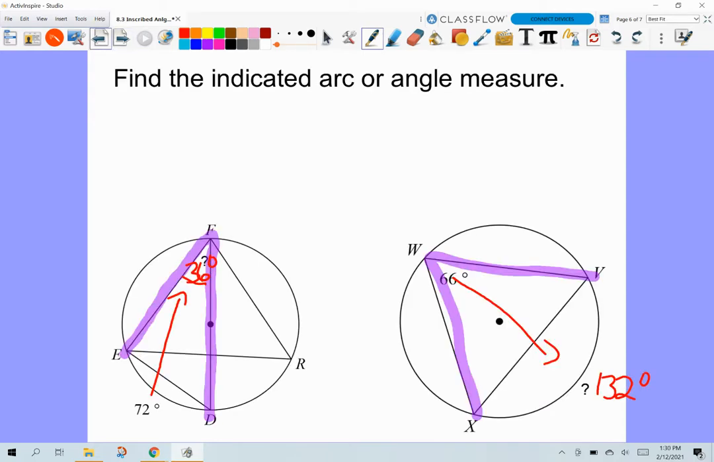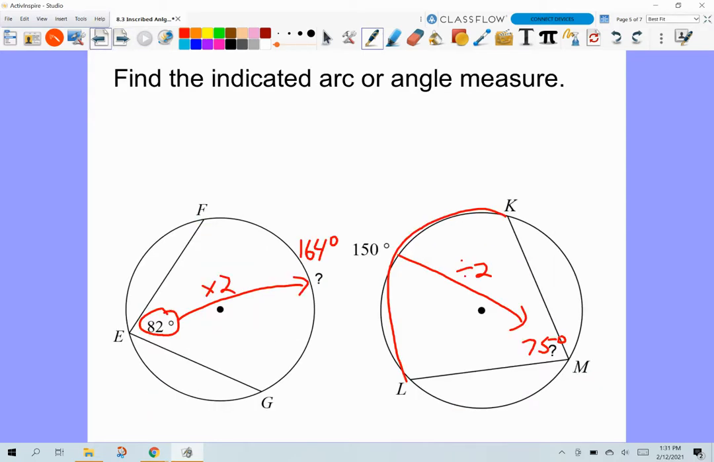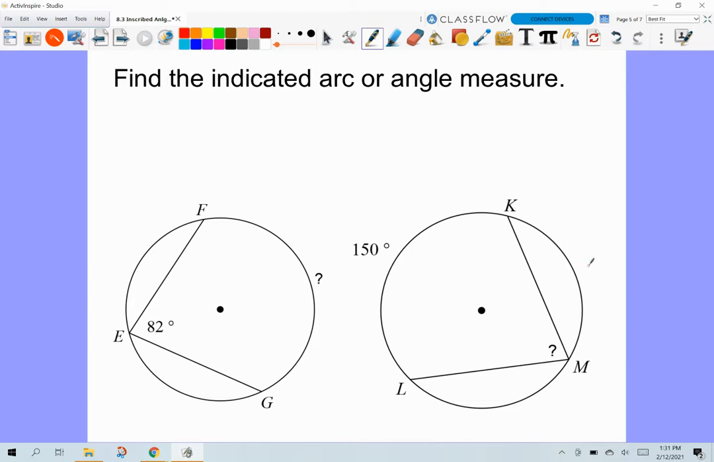I do believe that there's one problem on your homework that gives you, say, this measures 80 and this measures 70, and you've got to try and find the angle. They don't give you this. So what you would have to do is find the arc on the outside and then divide it in half. It's just going back and playing with the whole arc measure thing from the other day.